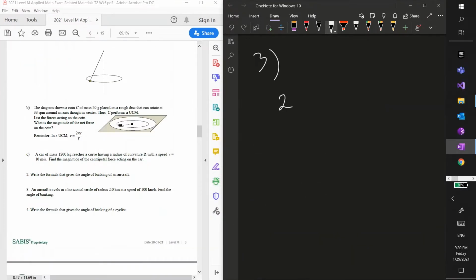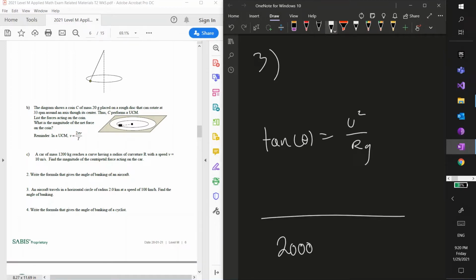Question 3. An aircraft travels in a horizontal circle. Radius is 2 kilometers. Speed is 100 kilometers per hour. Find the angle of banking. Okay. It says banking, so tan theta is v squared over rg. Your r is 2 kilometers, which is 2000 meters. Your g is 10. Your velocity is 100 kilometers per hour. You need to change it to meters per second. So you multiply by 1000 over 3600, and of course it's all squared. This is equal to 250 over 9.